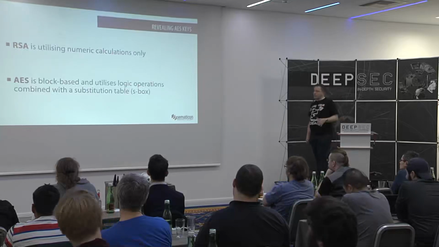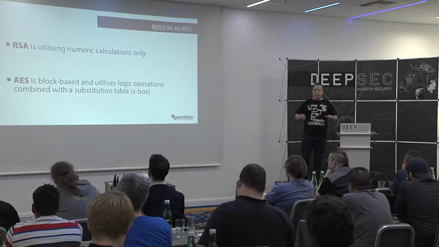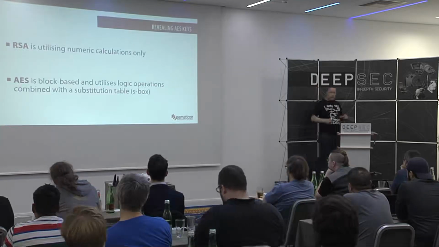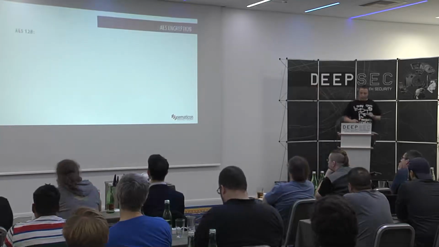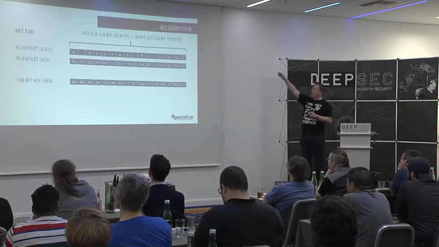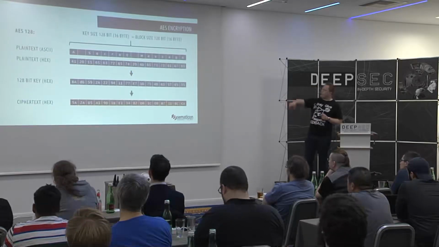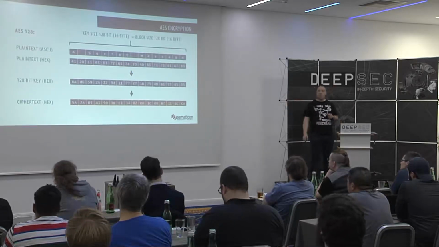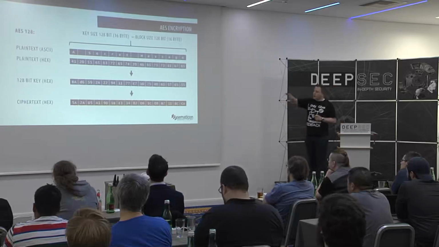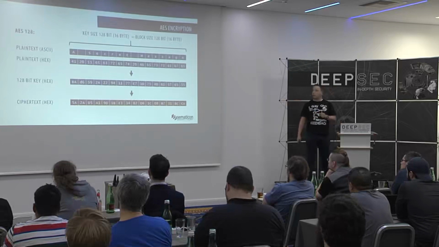AES is a block-based cipher that uses logic operations combined with a substitution table we call S-box. What does this mean now? In AES-128, we have a message, we have a key, and we have a ciphertext. So if you have a 128-bit key and put in 16 bytes of message, we receive 16 bytes of, let's say, ciphertext.